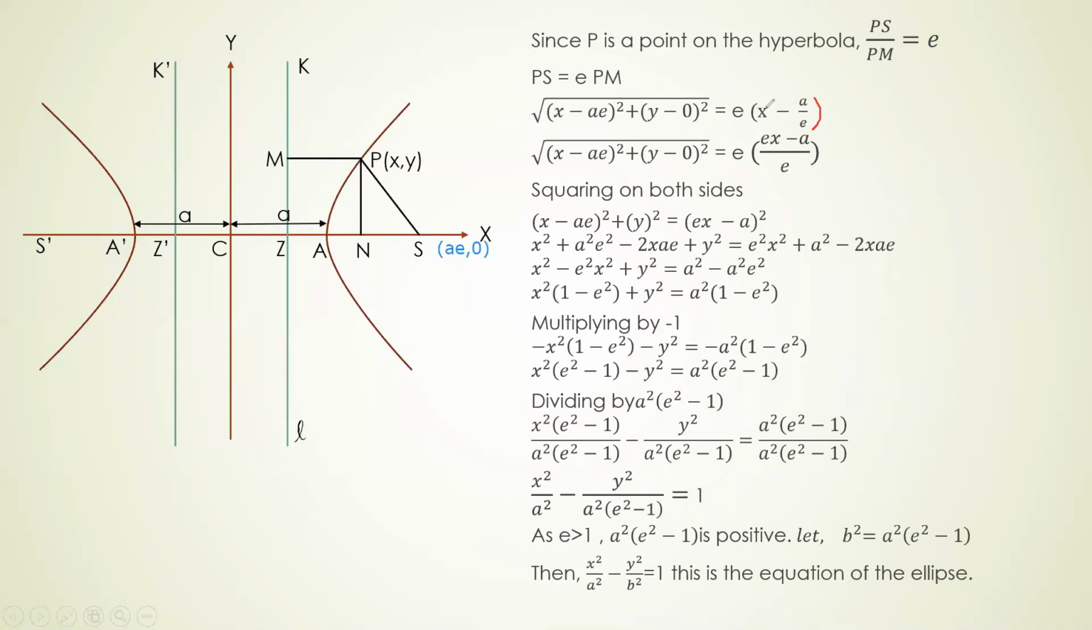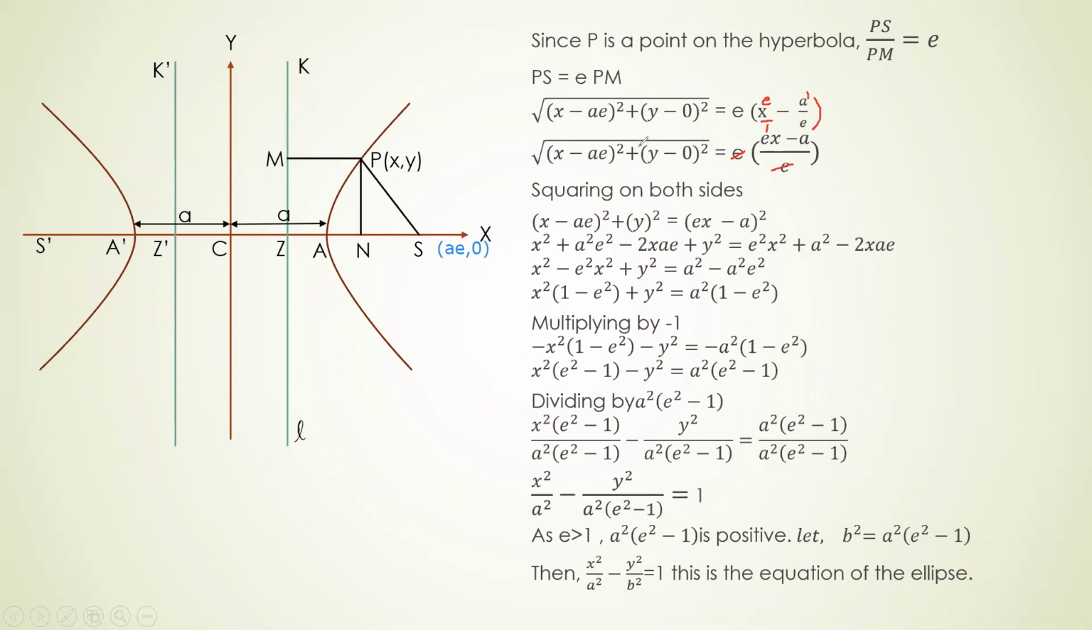Now taking LCM here, E will be the LCM. So it will be EX because E will be multiplied here and then 1. So EX minus A into E. E and E get cancelled because it is multiplication and division. Now taking squares on both sides.